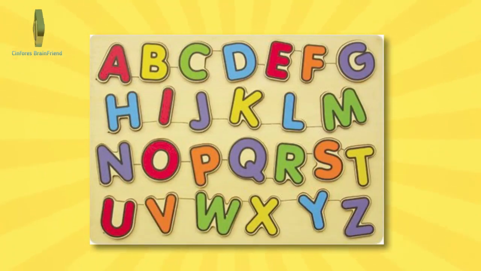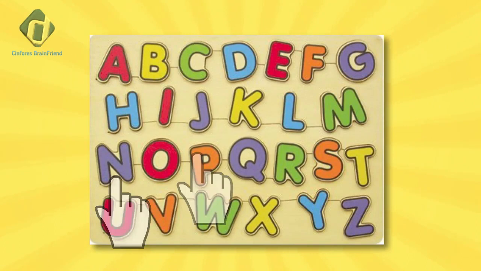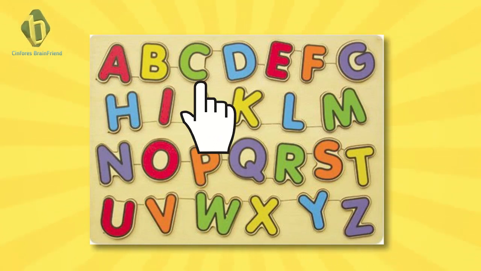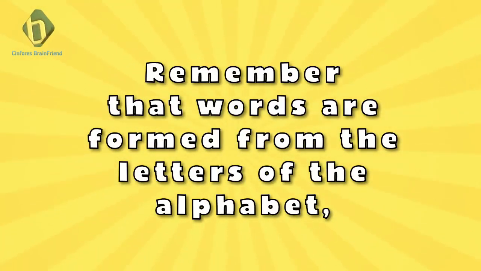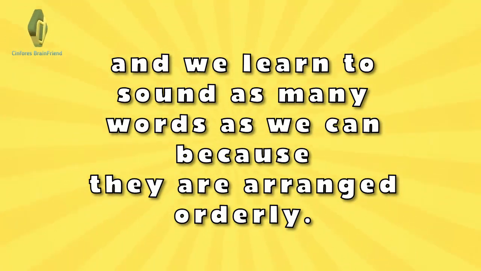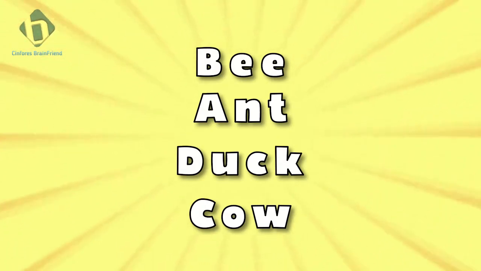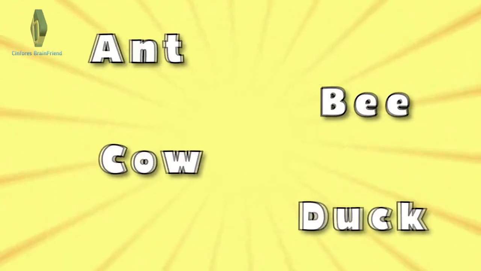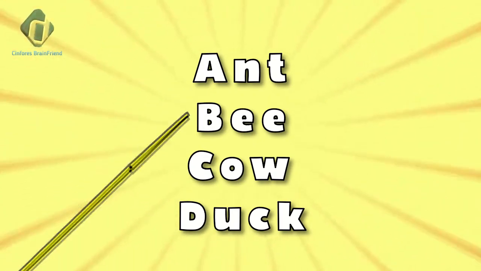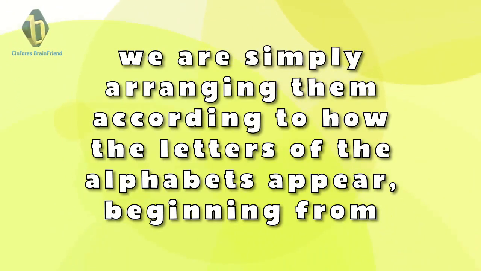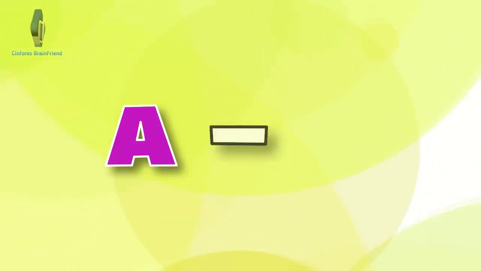The letters of the alphabet are not jumbled up together, but arranged in an orderly manner. This makes it easy for us to know which letter comes before and after the other. Remember that words are formed from the letters of the alphabet, and we learn to sound as many words as we can because they are arranged orderly. Every word that we read or say begins with a letter of the alphabet, and when we have a list of words, we can arrange those words alphabetically just because we know the order in which the letters of the alphabet appear. When we arrange words in an alphabetical order, we are simply arranging them according to how the letters of the alphabet appear, beginning from A to Z.